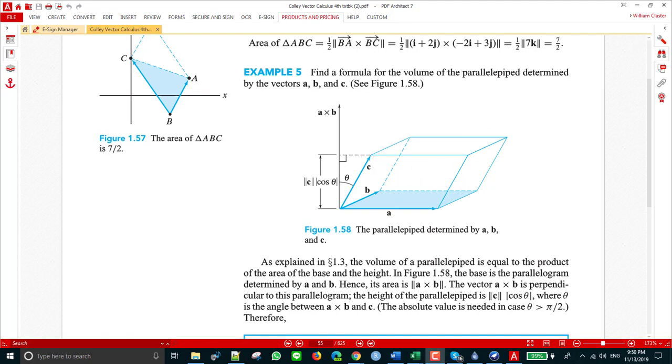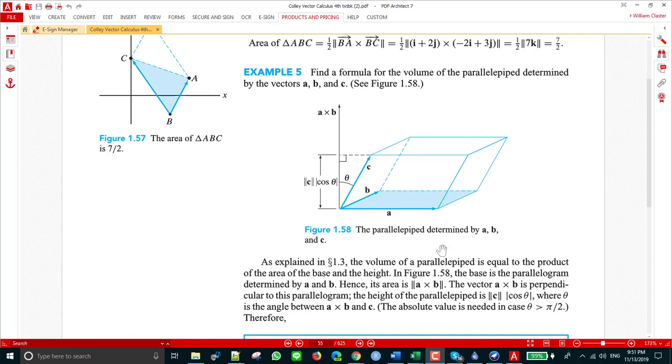So I guess in section 1.3 they said that the volume of a parallelepiped is equal to the product of the area of the base and the height. So take this area times the height, which is this length here. That's going to give you the volume of a parallelepiped, supposedly. Again, I don't remember that either, but apparently they explained this in section 1.3.